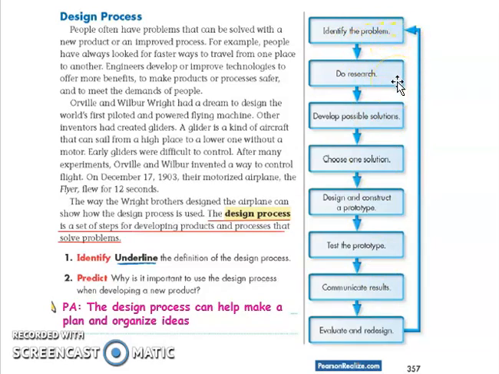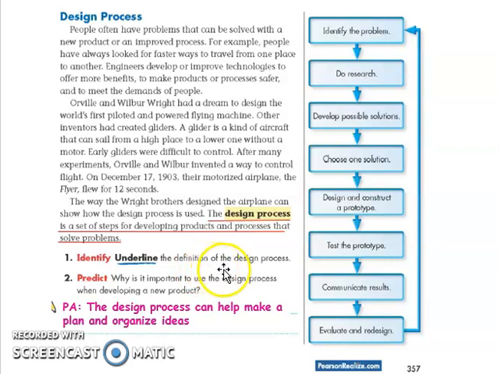Next is do research. Next is develop a possible solution. Choose one solution. Design and construct one prototype. Test the prototype. Communicate the result and evaluate and redesign. So I will discuss these steps in the following slides. But for now, let's answer number 1.